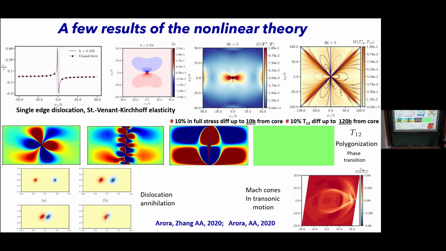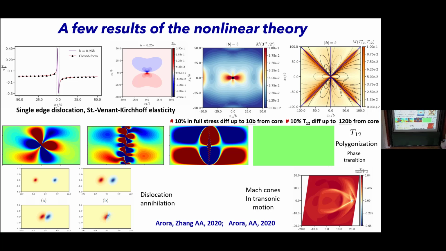I mean, these are probably the first such calculations in the finite deformation theory. And there are big differences from the small deformation theory. Until now, people would tell you, no difference. I mean, it's the same thing. Yeah? Go away from the core.